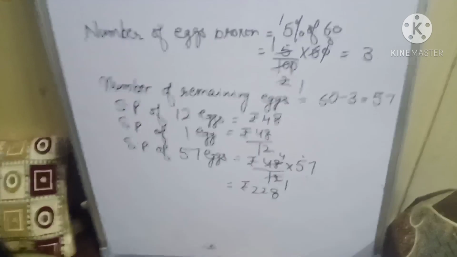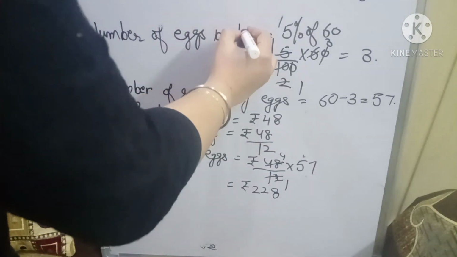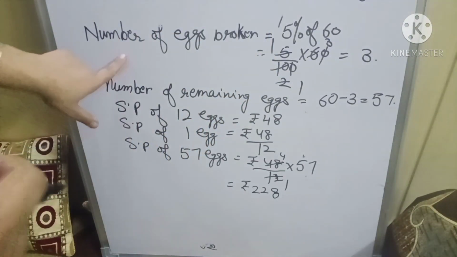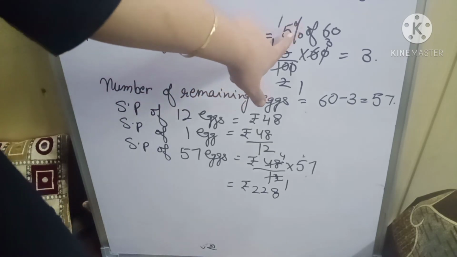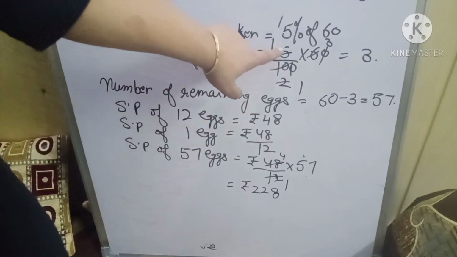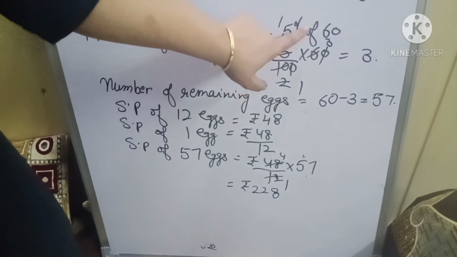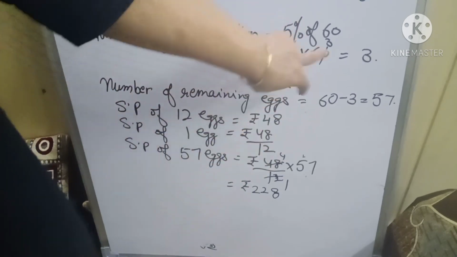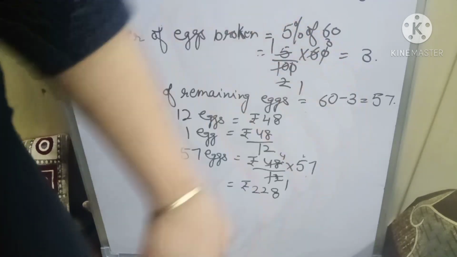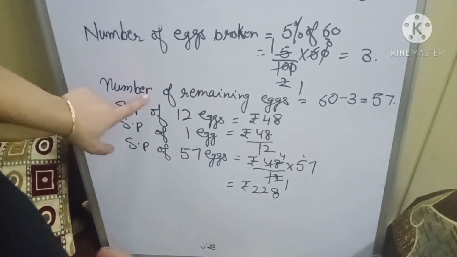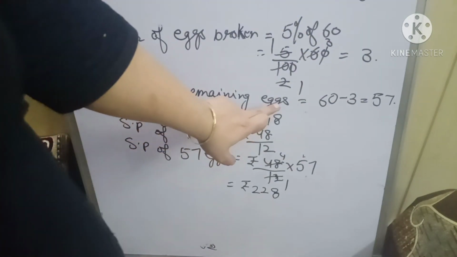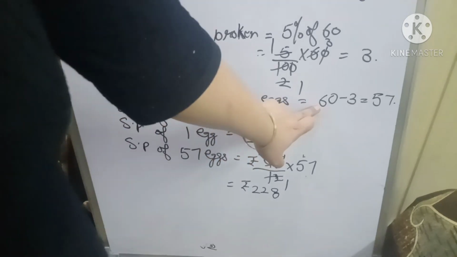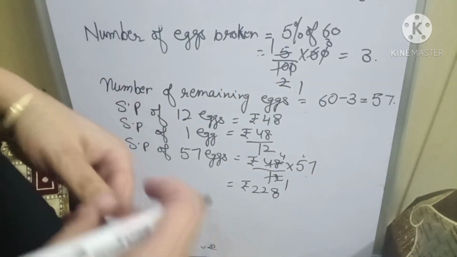Now let us find the selling price of the remaining eggs. How do we get the remaining eggs? Let us find how many eggs are remaining. Number of eggs broken is equal to 5% of 60, 5 upon 100 into 60. When we cancel all these things, we are getting 3. Now, number of remaining eggs is equal to 60 minus 3, 57.